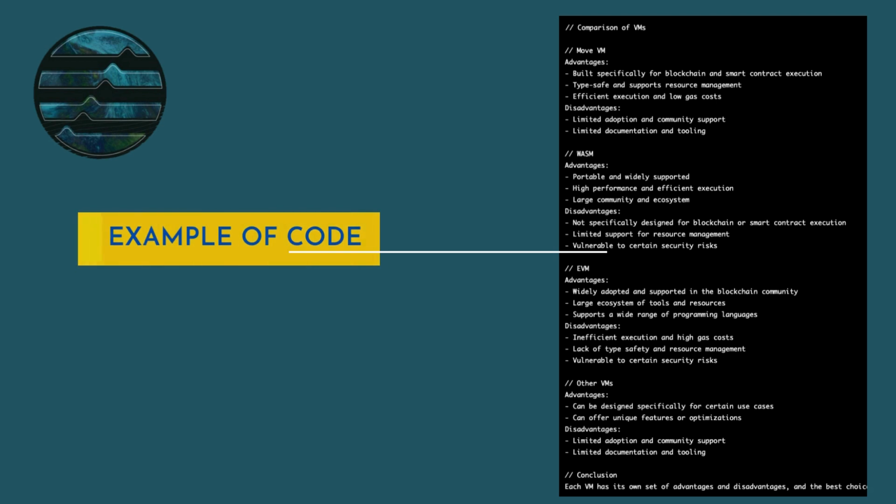The code snippet also discusses the advantages of Ethereum Virtual Machine (EVM), which is widely adopted and supported in the blockchain community. EVM offers a large ecosystem of tools and resources, supports a wide range of programming languages, and can be used for executing smart contracts on the Ethereum blockchain. However, EVM has some disadvantages, including inefficient execution and high gas costs, lack of type safety and resource management, and vulnerabilities to certain security risks.